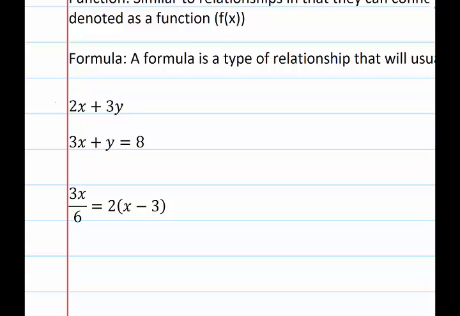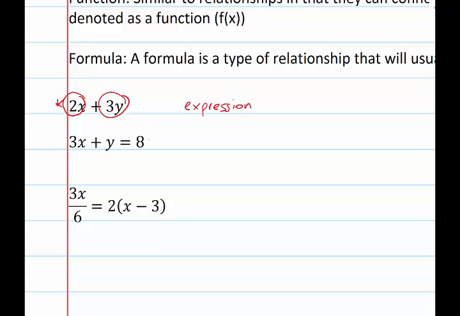Let's just talk about this first one, 2x plus 3y. This is not a relationship, formula, function, or equation at the moment because it doesn't have an equal sign. There is no connection there. At the moment, this is called an expression. So an expression is just a connecting of algebraic terms. And 2x is a term and 3y is a term. So we have two terms that are forming to make an expression.